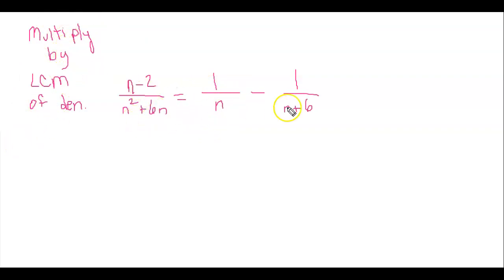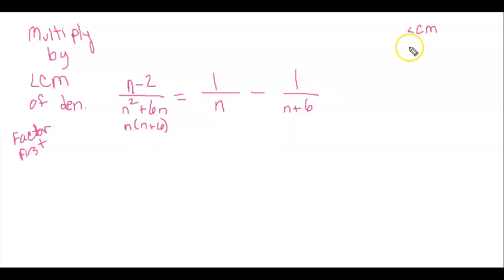So what we want to figure out is what is the LCM of our denominators. So we know that in order to find LCM, the first thing we want to do is factor. So factor first. That's going to help us make sure that we actually find the least common multiple. So this is going to have a common factor of n. So this will be n times (n plus 6). This is as factored as it's going to get, and that's as factored as it's going to get.